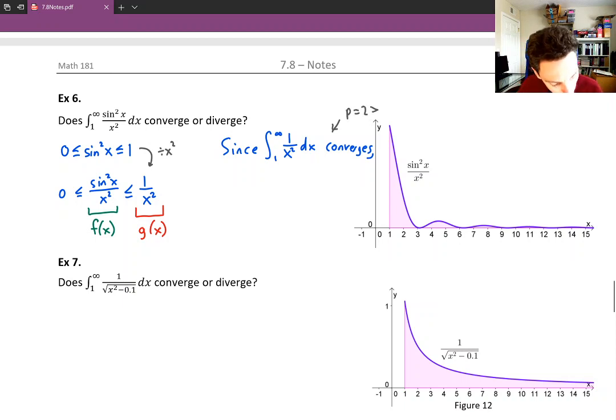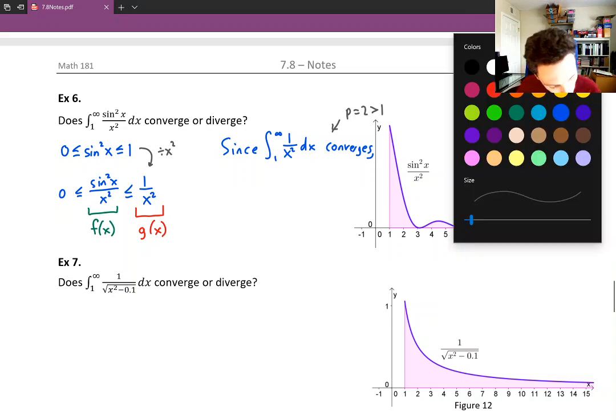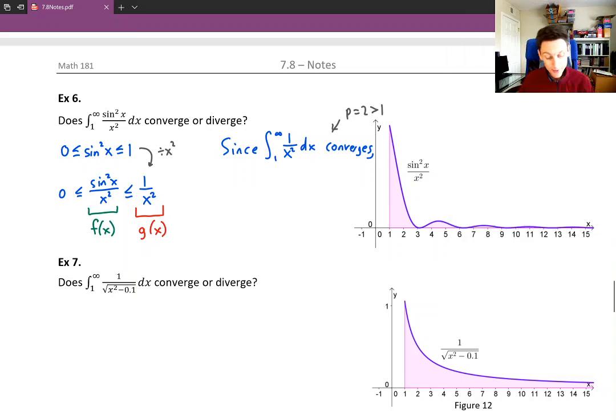And as long as our p value is greater than 1, we know that 1 over x to the p will converge when we take its integral from 1 to infinity. And I should mention that that works for not just 1 to infinity, but also any number to infinity. Because it doesn't really matter what x value you start your interval in. It just matters what happens as you go to infinity. That's really what's going to determine whether or not the integral converges or diverges.